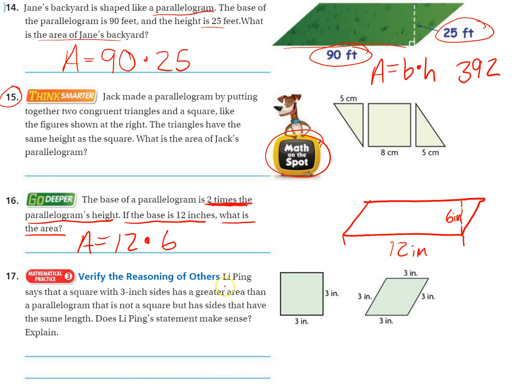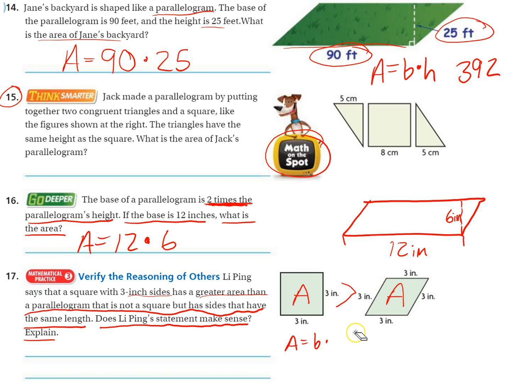Okay, 17. Li Ping says that a square with 3-inch sides has a greater area than a parallelogram that is not a square but has sides that have the same length. Does Li Ping's statement make sense? Explain. So Li Ping is saying that the area of this square is going to be greater than the area of this parallelogram. Is he correct? Well, we remember area equals base times height.